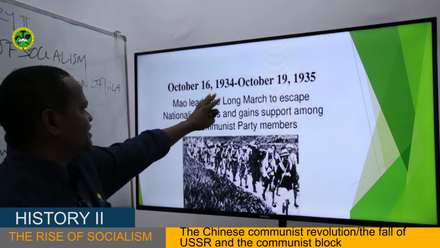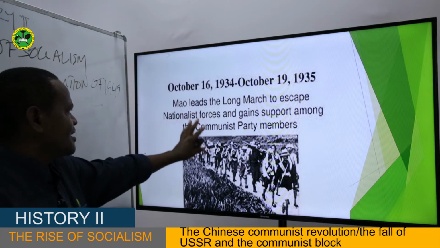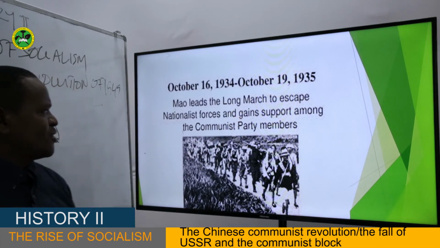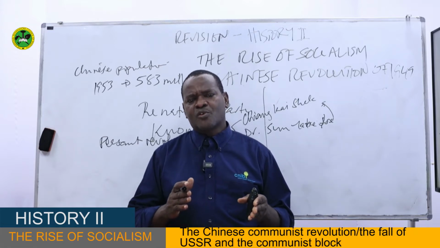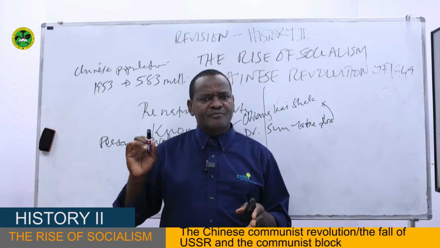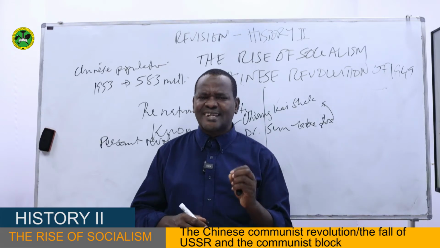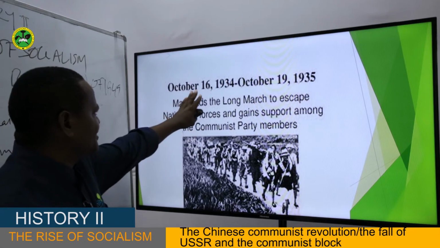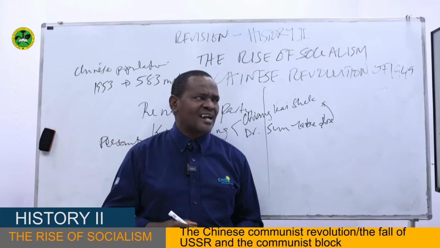It's also because of this poor transportation that from October 16th, 1934 to October 1935, that means in 1 year, Mao Zedong led a long march to escape the nationalist forces and gain support of communists in the village areas. That means there is what is called a long march, where the group of communists led by Mao Zedong, trying to escape the nationalist soldiers from Beijing, started to walk from one part of China to the other end of China. In fact, it was a 10,000 kilometers walk from one part of China to another, and this is called the long march. It started on October 16th, 1934 and ended October 19th, 1935. That means it was a 1 year walk.